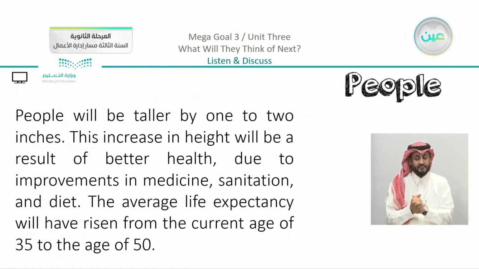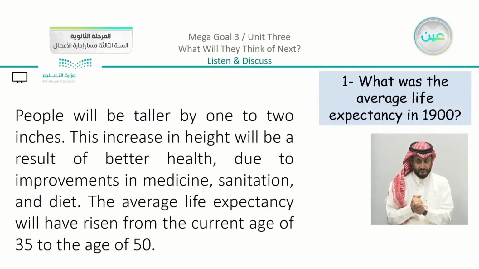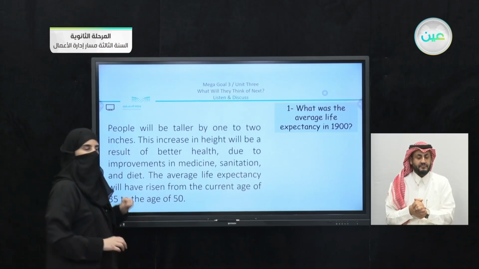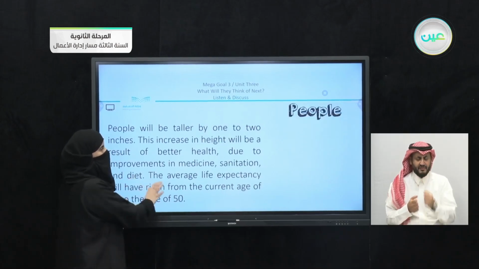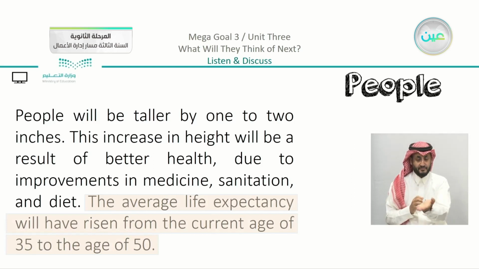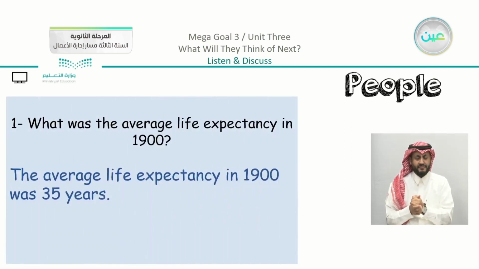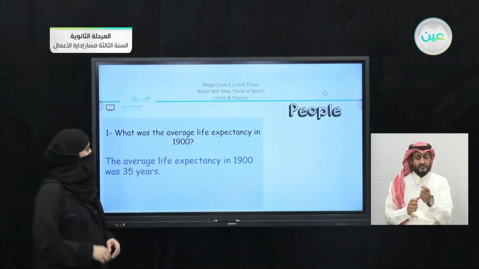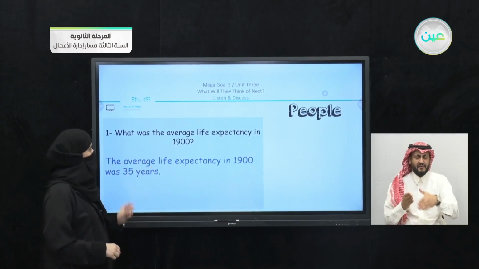Now going back to the part about people. If you recall the question here, just check your answers with me, please. What was the average life expectancy in 1900? From this part that I have, just to revise the answer, yes, the average life expectancy will have risen from the current age of 35 to the age of 50. So we have the complete answer written. Instead of just highlighting from the paragraph, you can write the answers in a correct form. The average life expectancy in 1900 is 35 years.